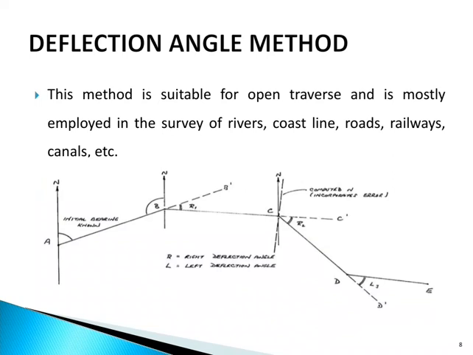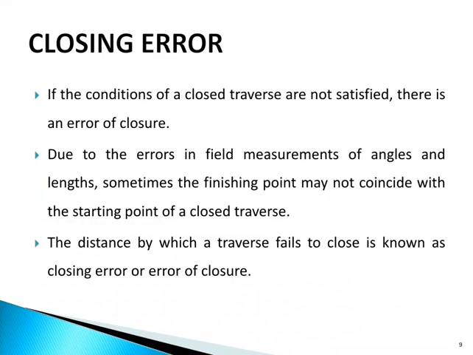Next is the most important topic. It is also important for the sums. Next is closing error. If the conditions of a closed traverse are not satisfied, there is an error of closure due to the errors in field measurements of angles and lengths. Sometimes the finishing point may not coincide with the starting point of a closed traverse. So the distance by which a traverse fails to close is known as closing error or error of closure.